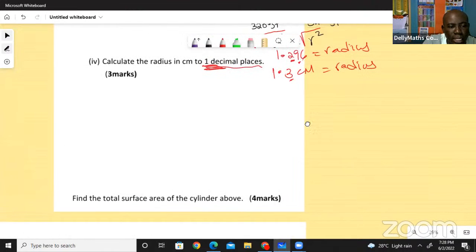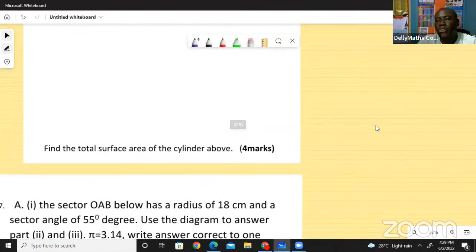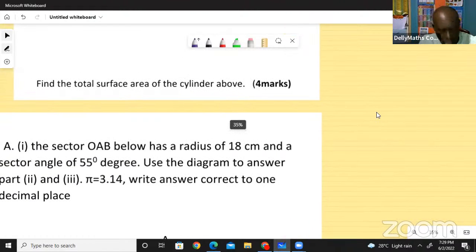When they say to find the total surface area, I want you to understand what they're talking about. If you were supposed to rub your hand against the cylinder itself, what is it that you're touching? That's what they're referring to. We're asking you what it is that you're touching. That is what we mean by the total surface area, rubbing your hand against it. So I want us to look at that question, find the total surface area.